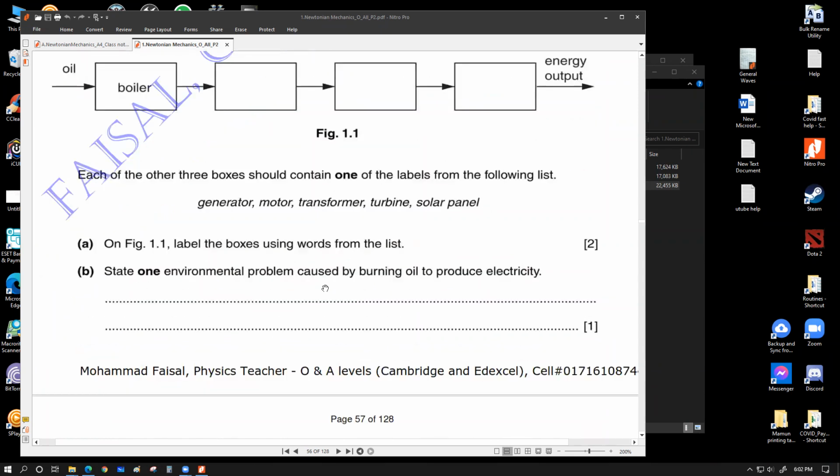Part B says, state one environmental problem caused by burning oil to produce electricity. Obviously, the biggest environmental problem is pollution due to carbon emissions, which increases the atmospheric greenhouse effect, so the average temperature of the atmosphere, of the earth, increases. That's a big problem. They asked for only one, so you can just write one. Writing only pollution might not be a good idea, because pollution is a very general word. I recommend that you write a specific outcome of this. One specific outcome can be global warming. So you can write those two words, global warming. That's a good answer.